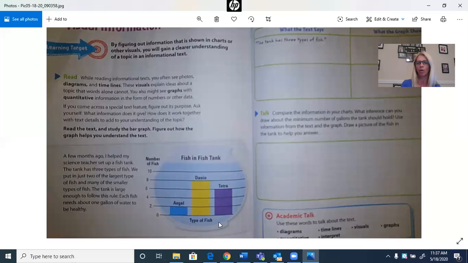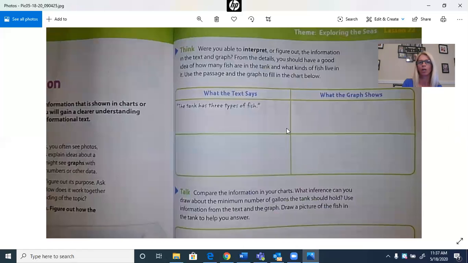So this is going to tell you how many fish they're going to add to the tank. So let's look over at our chart. So it says, think, were you able to interpret or figure out the information in the text in the graph? From the details, you should have a good idea of how many fish are in the tank and what kinds of fish live in it. Use the passage and the graph to fill out the chart. So we're going to use this graph over here.